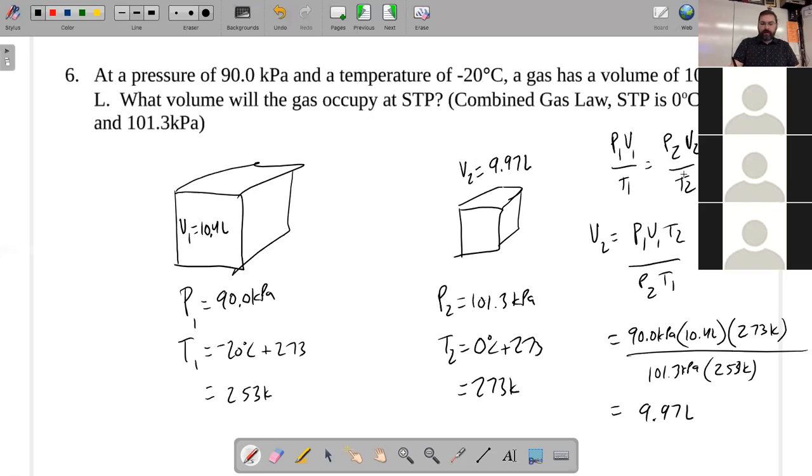Remember, you can always start with the combined gas law too. So in case, instead of having to remember all the different gas laws, if you happen to do a problem where the temperature doesn't change, then all you have to do is just cross out the T's, and then it's P1V1 is equal to P2V2. That's Boyle's law, for instance.